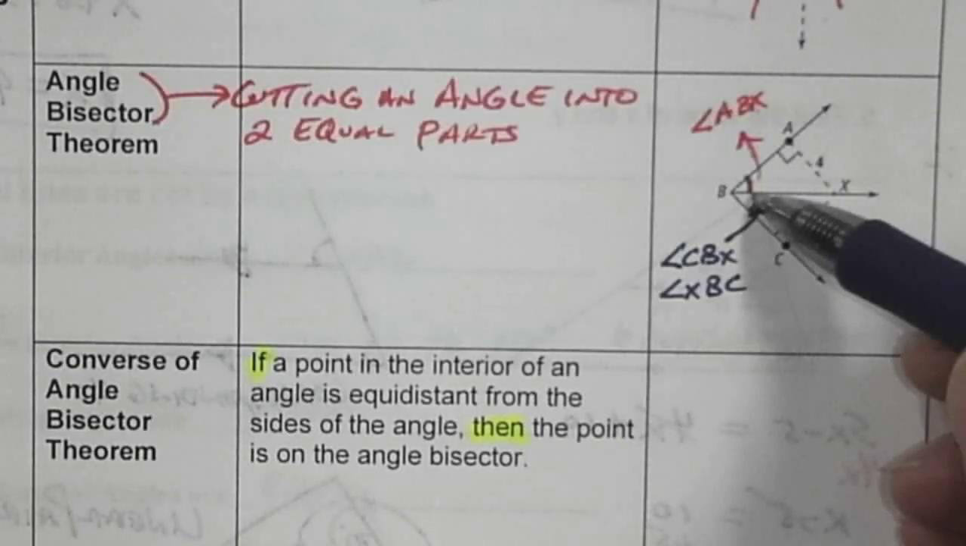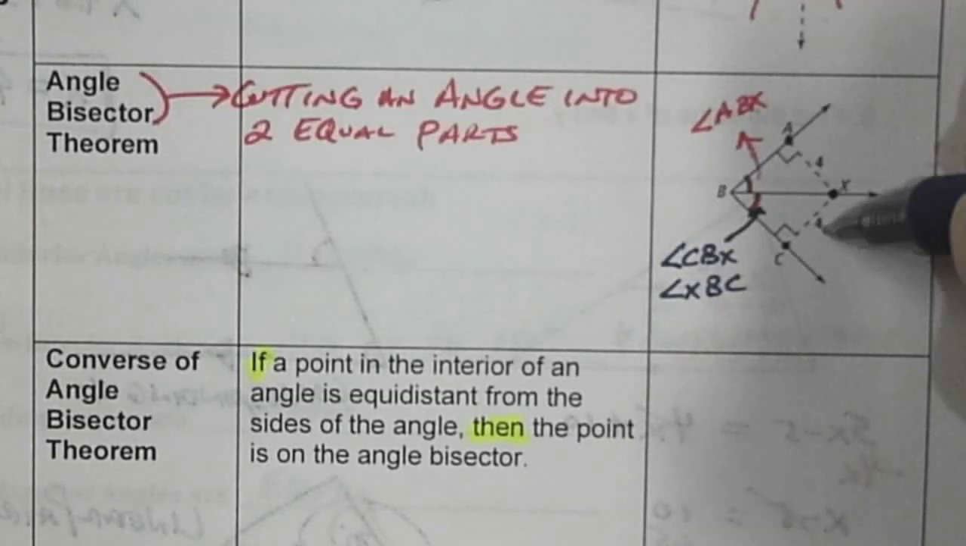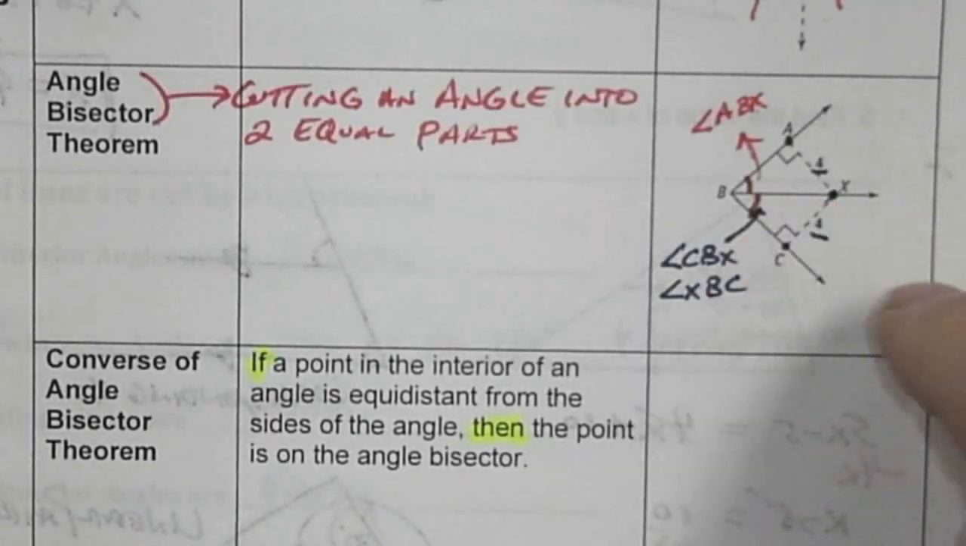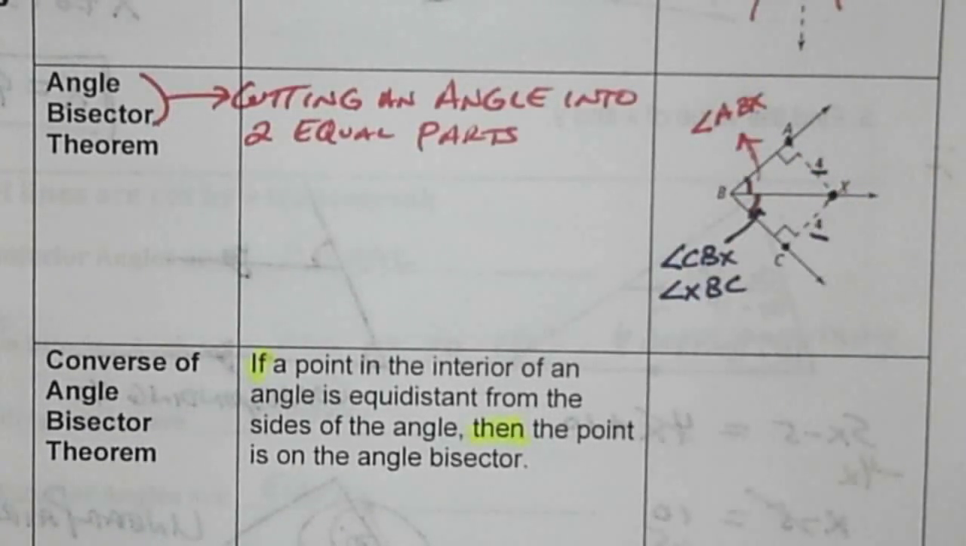So if I draw a line that splits that angle in two, then that means the distance from this point to one side is equal to the distance from this point to the other side. That's where I get 4 and 4. So we get angles that are equal and the side parts are equal. And the converse flips it. If this is the same distance to each side, then those angles are cut in half.